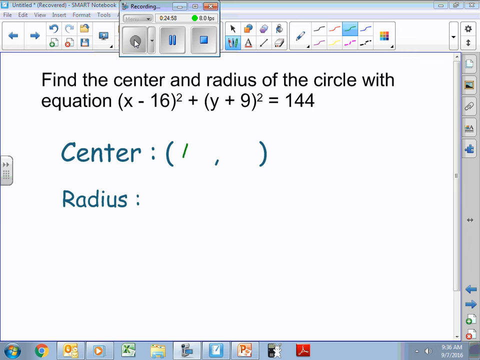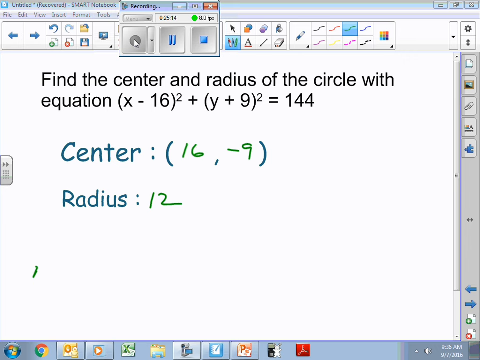-16, -9. Hopefully that doesn't throw anyone off. That's how the radius, please. 12. Why is it not making sense? Because remember how in the center when we did it, we switched it to the opposite.